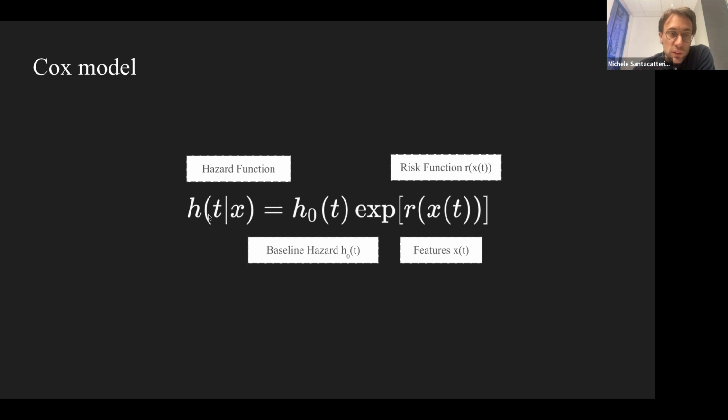So the Cox model turns out to be a multiplication between two main elements: the baseline hazard, so the hazard at time T, that doesn't depend on features, that's shared across feature characteristics, and then the risk function, or the exponential of the risk function, which depends on features. This is a very well-known model, and many people use it.